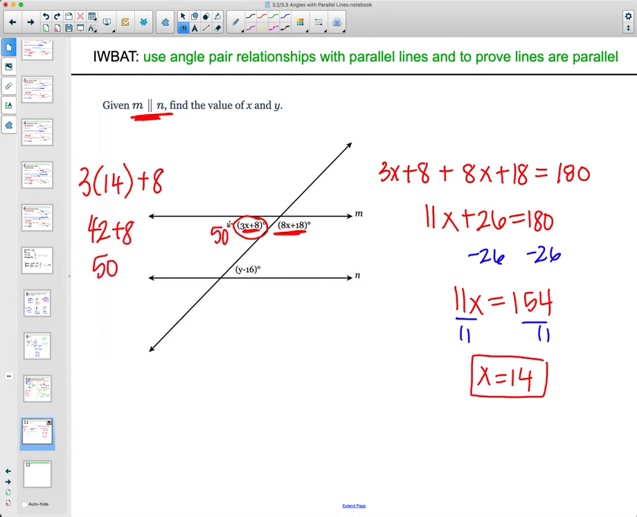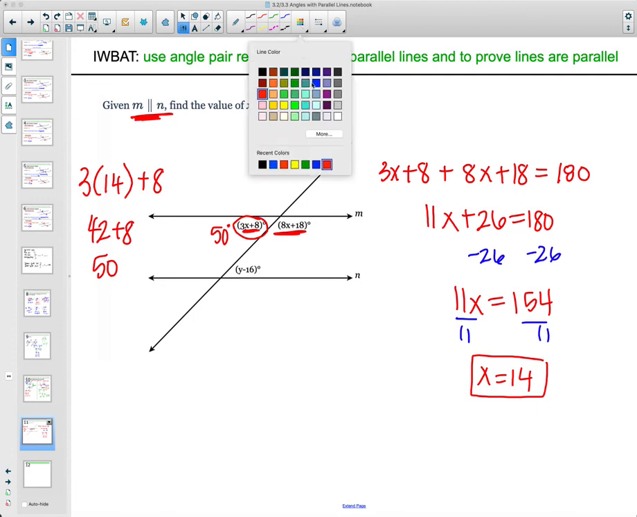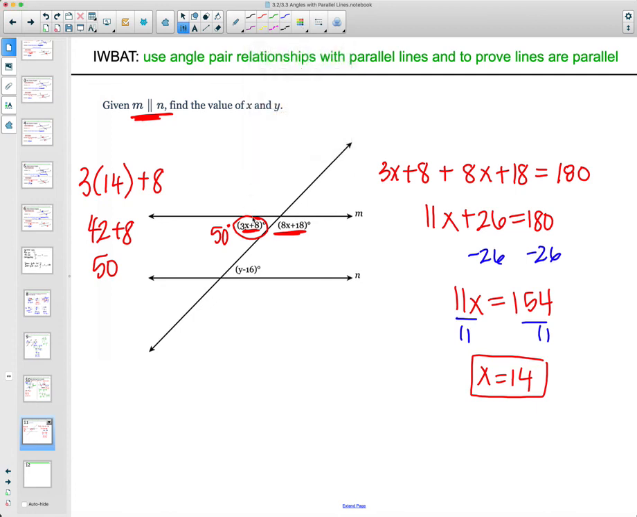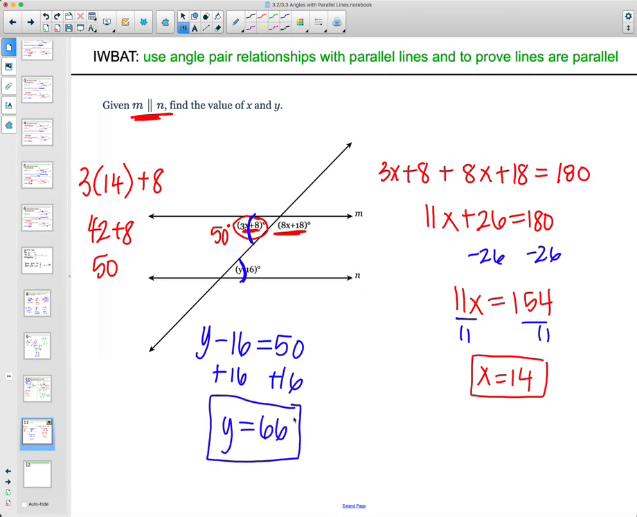So I know that this angle here is 50 degrees. Since the two lines are parallel, alternate interior angles are equal to each other. So that means y minus 16 is equal to 50. I would add 16 to both sides to get that y equals 66. And we'd be done.